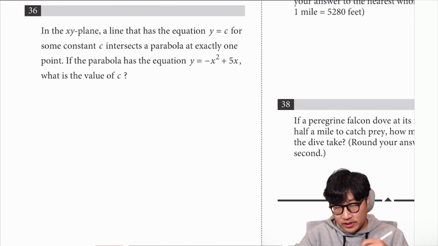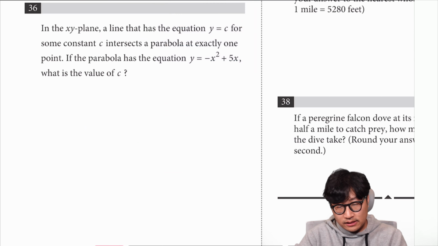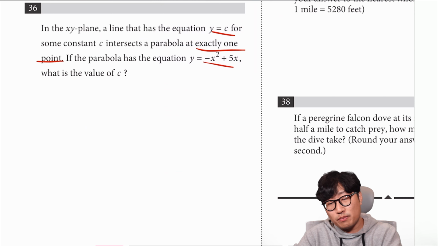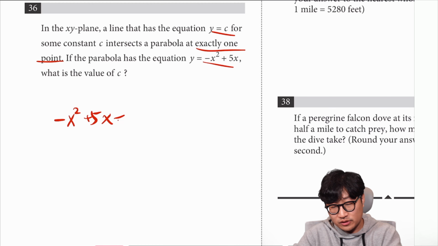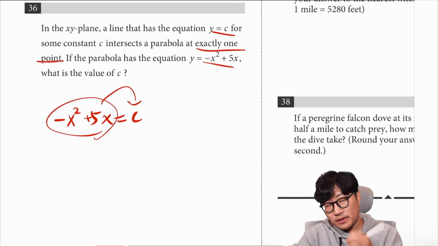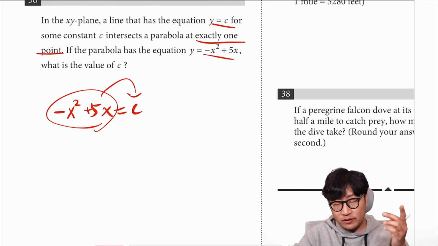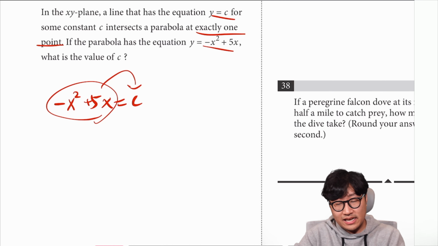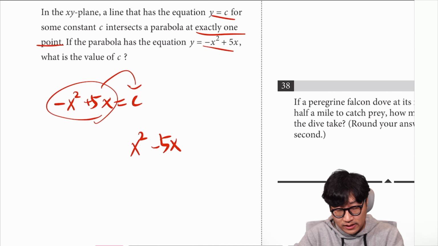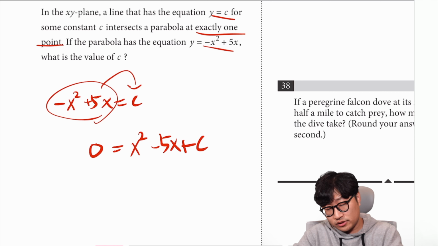All right, number 36. In the xy plane, a line that has the equation that and that intersect at exactly 1 point. So I'm going to set them equal to each other. So negative x squared plus 5x is equal to c. I'm going to move these to the other side because I hate carrying the negative in the very leading coefficient or leading exponent, whatever. So I'll just say x squared minus 5x plus c is equal to 0.